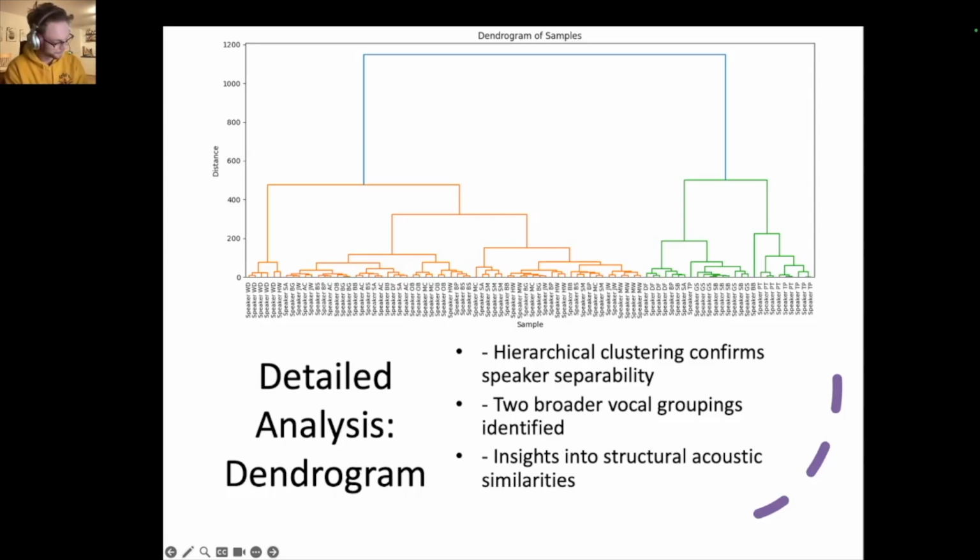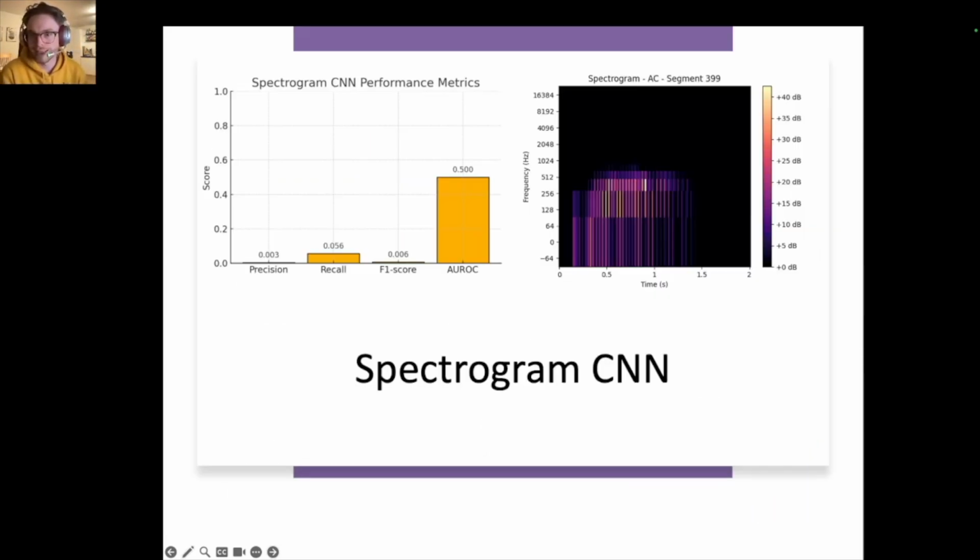To explore an end-to-end approach, I trained a deep CNN directly on 128 by T log-mel spectrograms, but it required pro-level Google Colab hardware, tiny batches, and structured audio windows. As a result, it massively overfit and achieved near-random metrics with a precision of only 0.003. So it was omitted from the main pipeline. This confirms that for our moderate-scale data, the MFCC features yield far more reliable speaker separability for the small dataset.